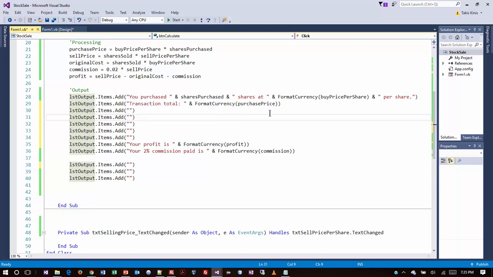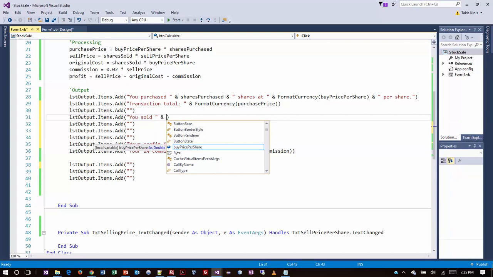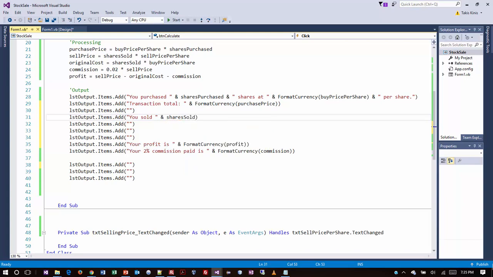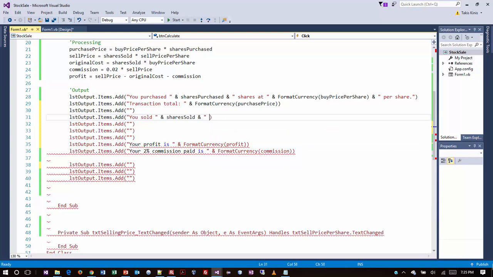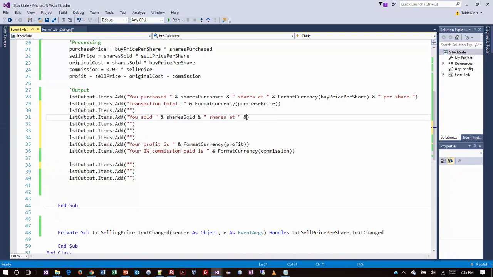So I have one section here about the purchase, but maybe I should do one that is about the selling. So in this case, I would say you sold, and really follow the same technique. And then it's going to be the shares sold, so that one's called shares sold, an ampersand. And once again, I'm going to say the number of shares at and an ampersand. And since that's just a number, that's fine.